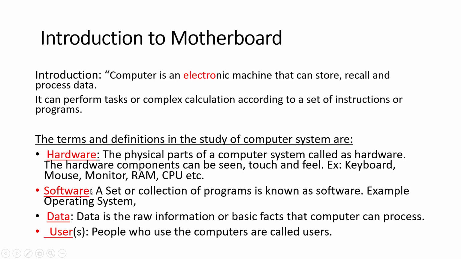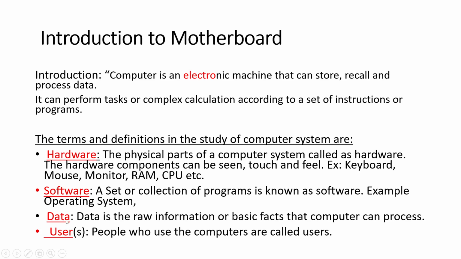Then next one is software. Software is a collection of programs or a set of instructions. An example is the operating system, and the Unix operating system is also software. Then there are applications, such as ATM applications and bank related applications. These are all sets of instructions we use for performing specific tasks. That is called software.